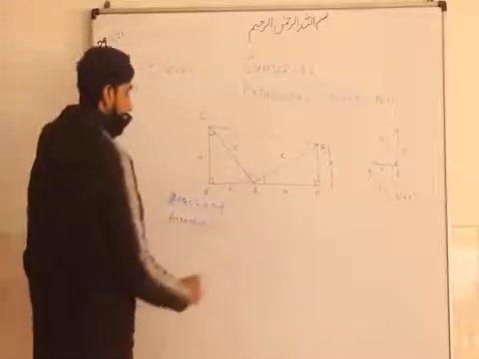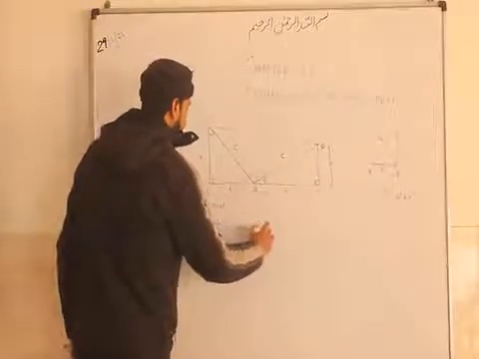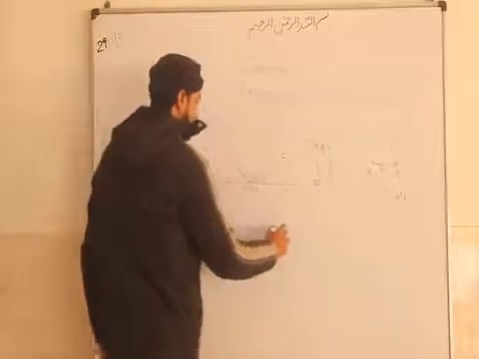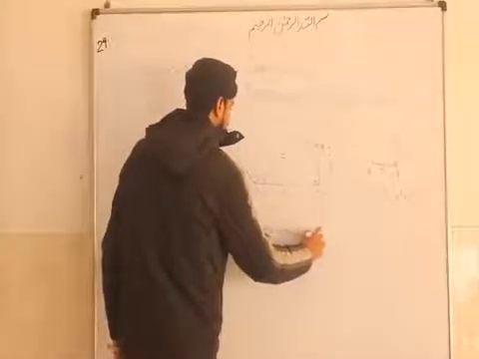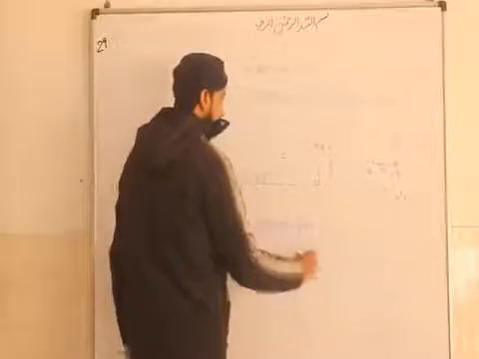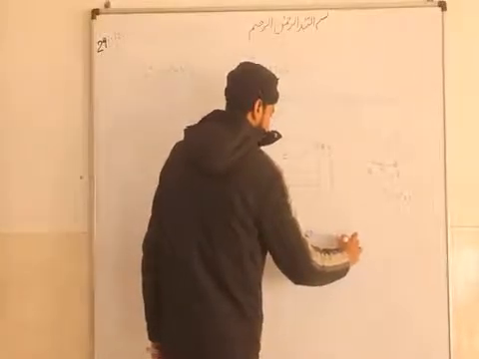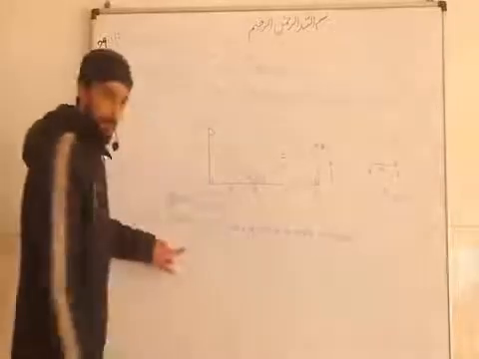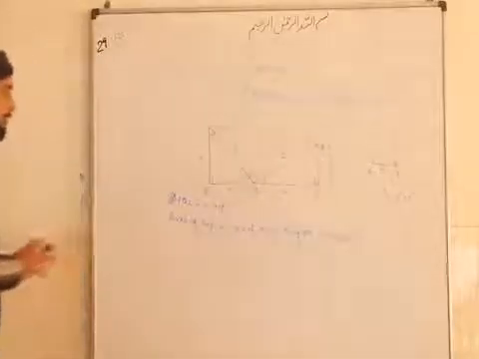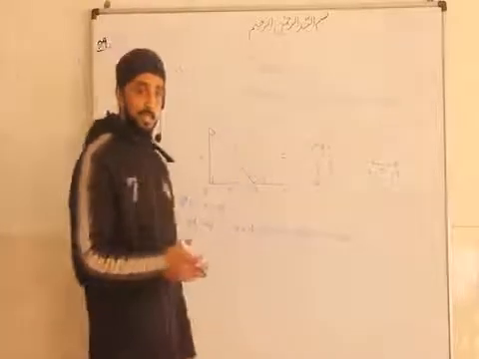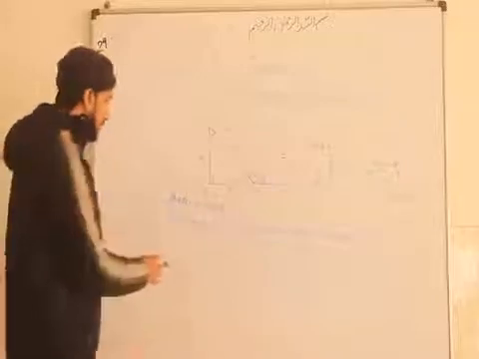must be equal to the area of triangle ABC plus the area of triangle BQC plus the area of triangle BPQ. Okay, so the area of this trapezium must be equal to the sum of the areas of these three triangles. We just have to put in the formulas for these areas and equate them, and then we will find this theorem.